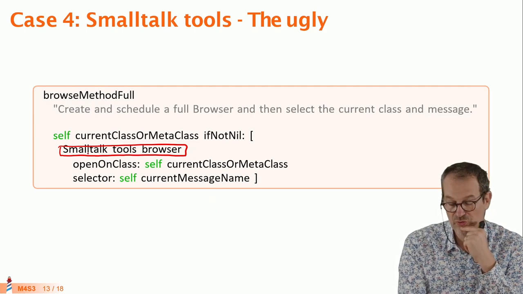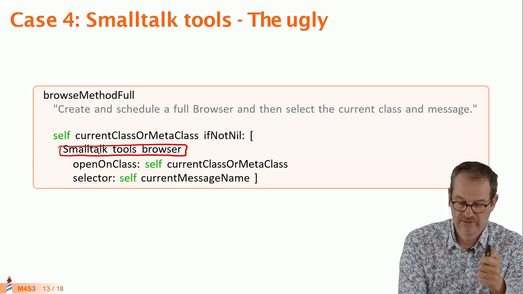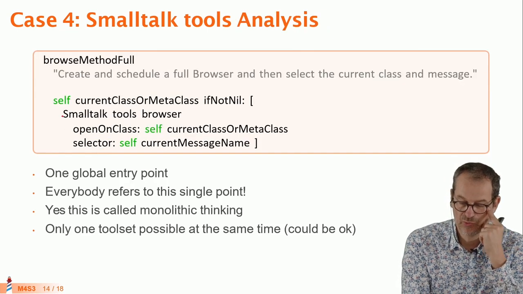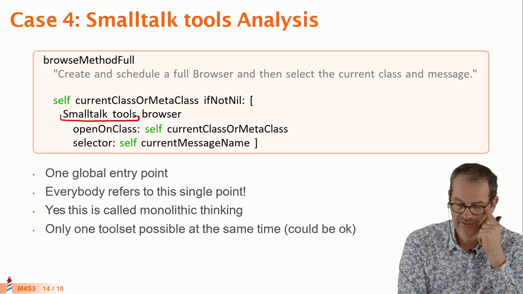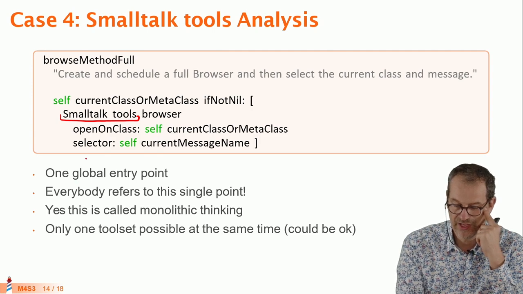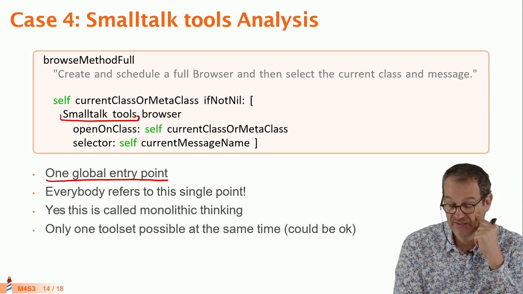Again, now you should know, and you should understand. Aha! Again, the ugly global variable, because here Smalltalk tools is pointing to a tool registry mechanism. So there is one in the system, and we will ask the browser in that. So again, one single entry point. Everybody will refer to this single entry point, and this is monolithic thinking.